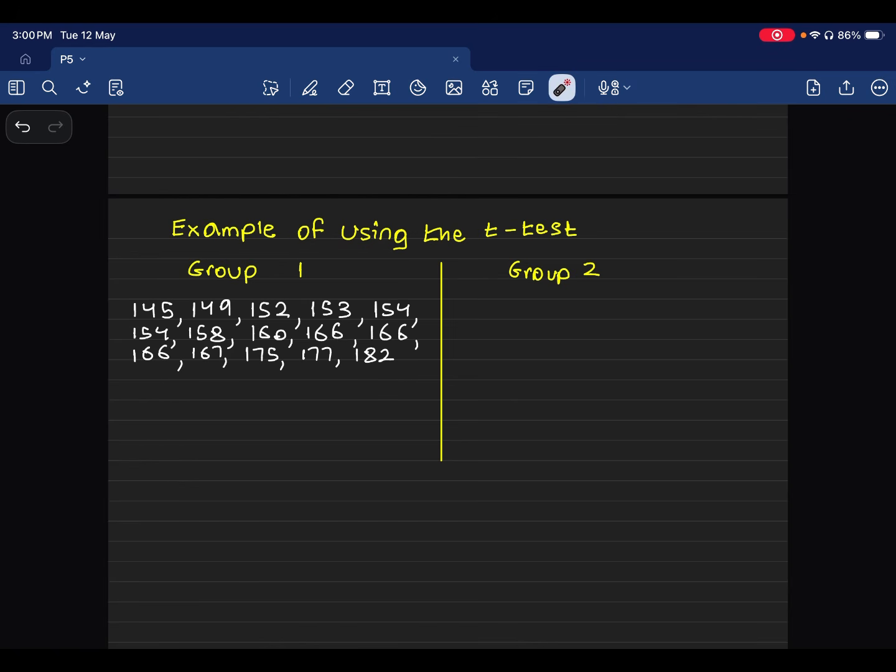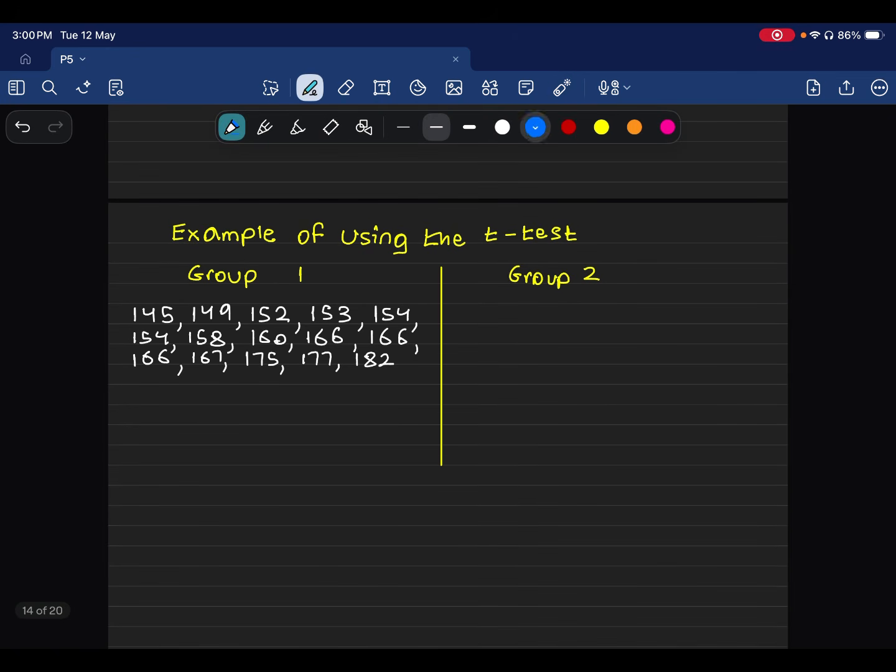Let's count how many values are these. 1, 2, 3, 4, 5, 6, 7, 8, 9, 10, 11, 12, 13, 14, 15. These are all of the students in group 1 and their respective heights. So 15 students. Now, let's take a look at group 2. We're gonna keep the same number of students, 15, but this is obviously another group. So, different heights. Let's take 148, then 153, 157, 161. I'm just making random numbers.